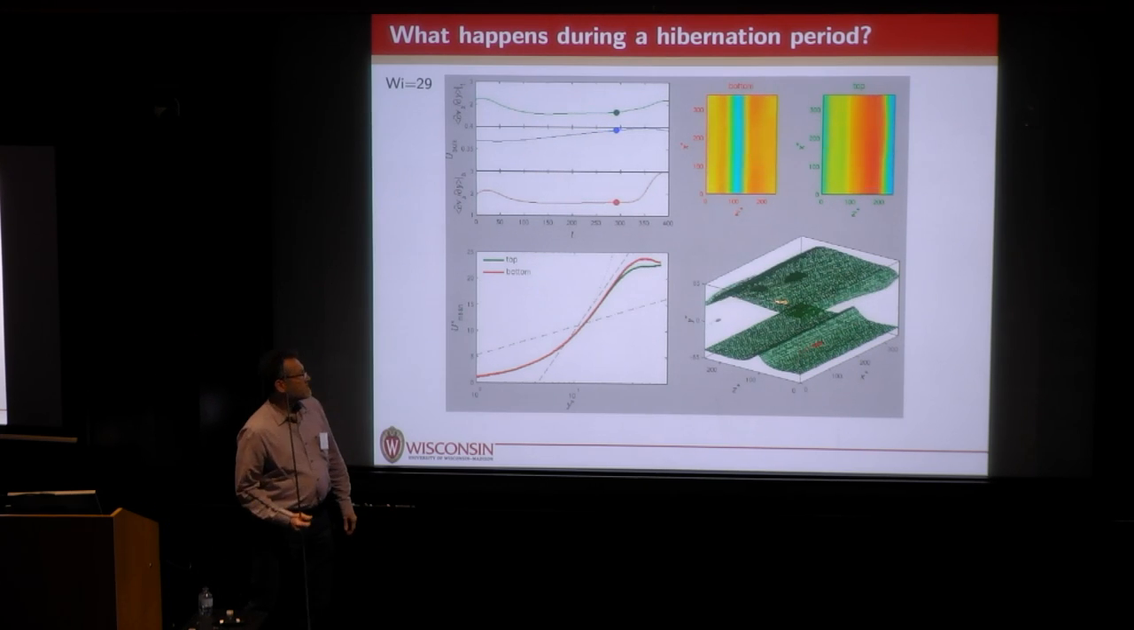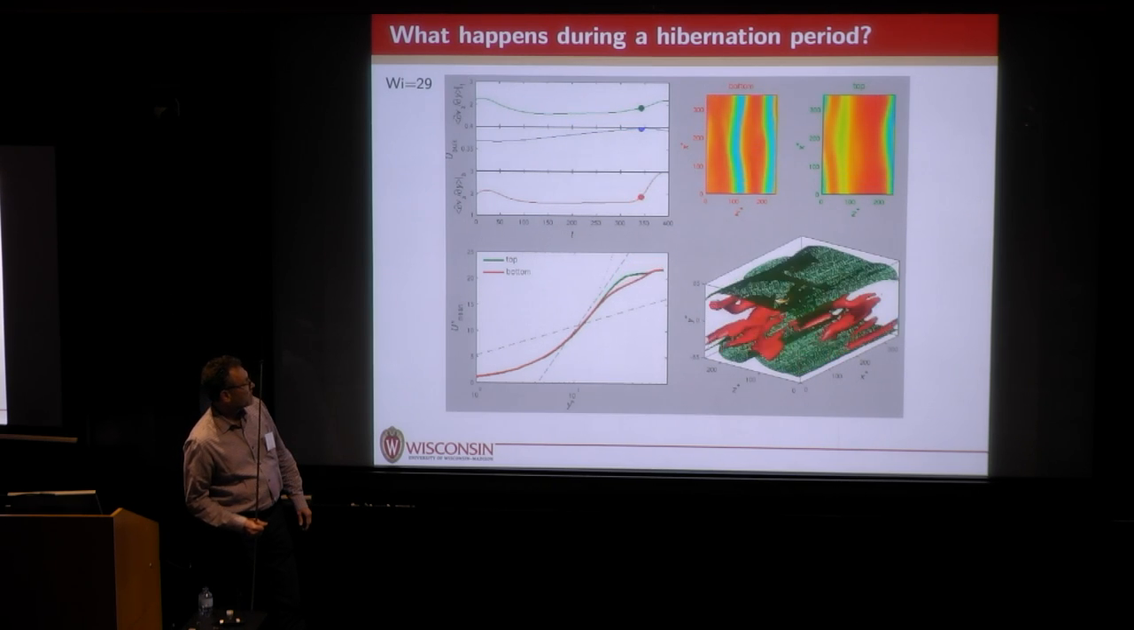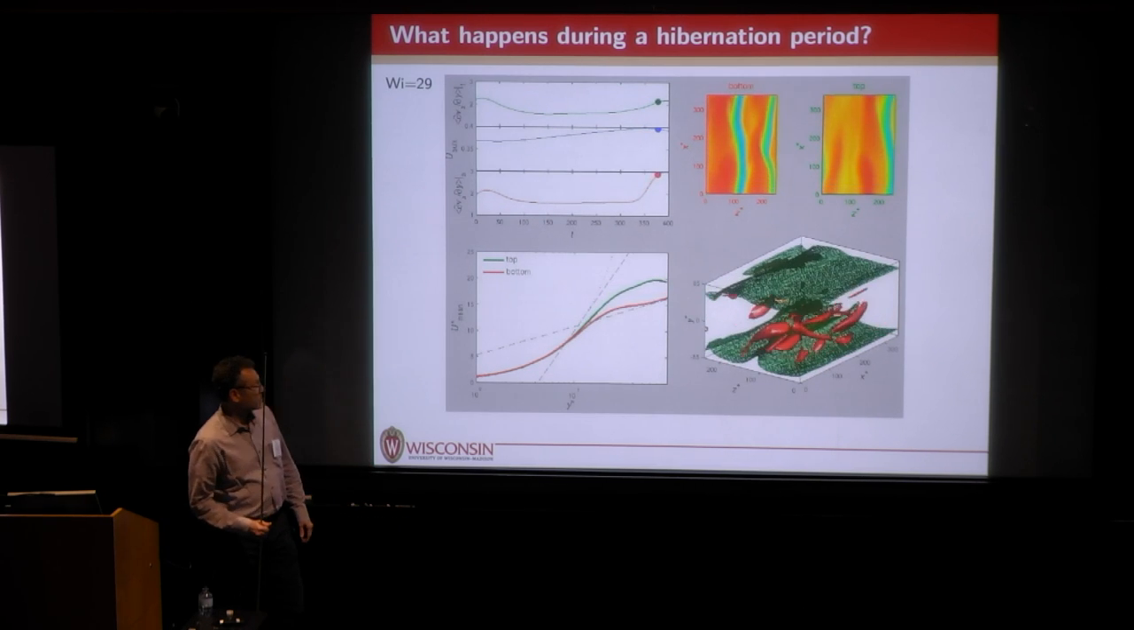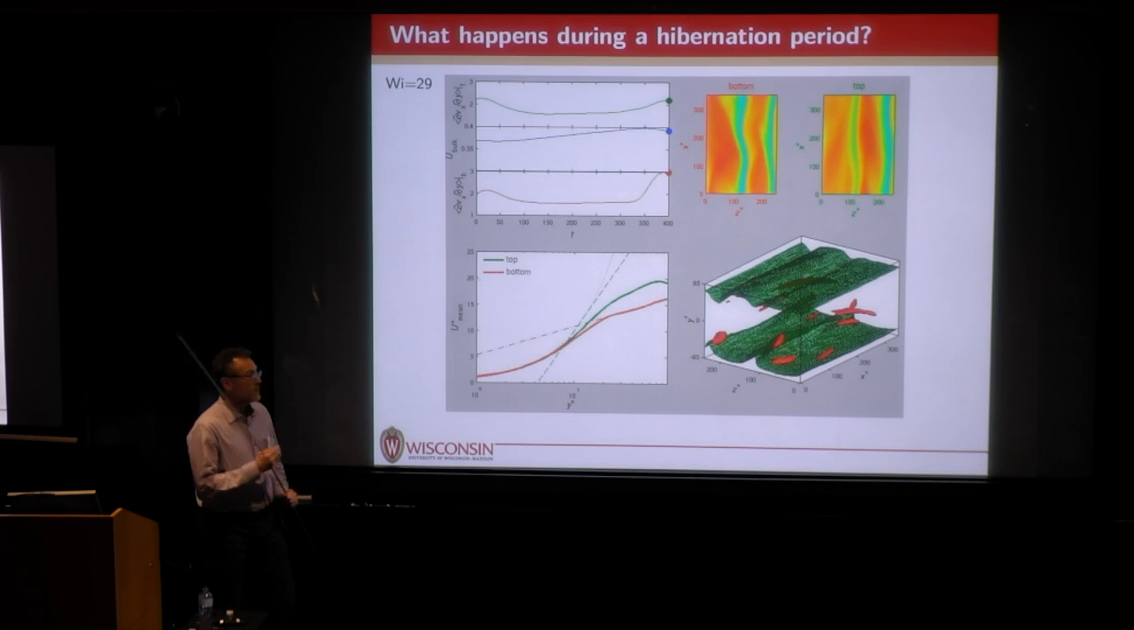But that hibernation interval ends. The red regions are vortex cores, and now you start to see the typical near-wall three-dimensional vortex dynamics. The instantaneous mean velocity profile goes back down.